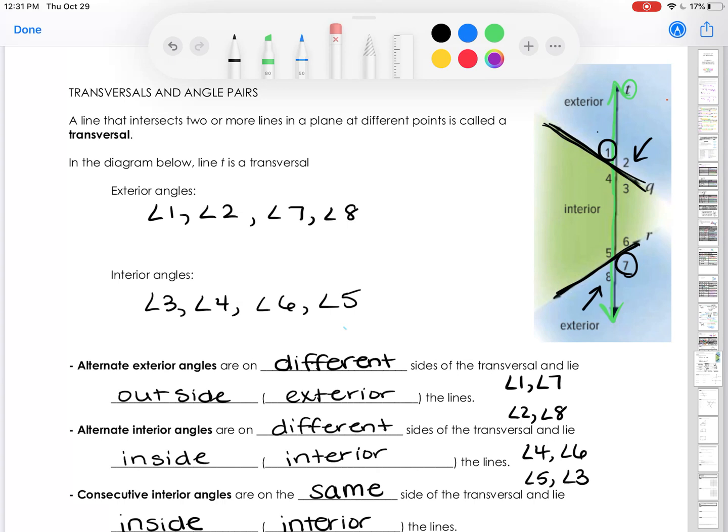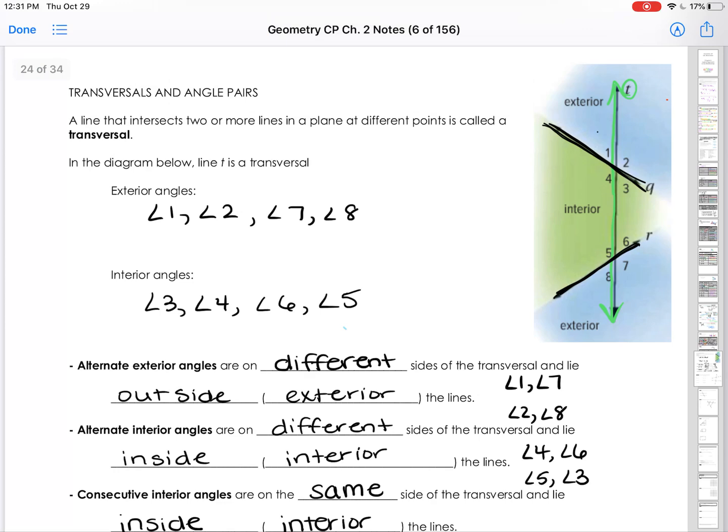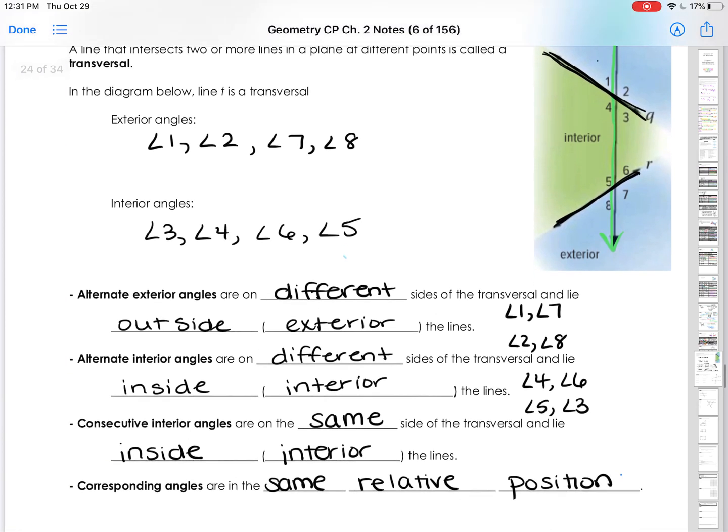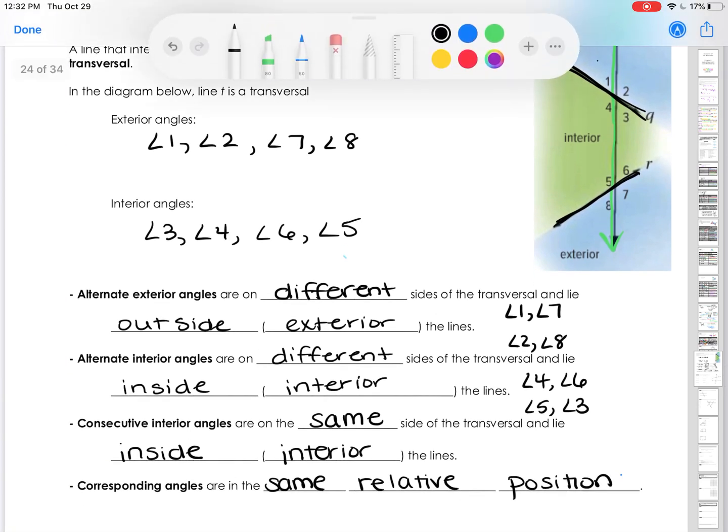We also can look at these a little bit differently and say we have consecutive angles. Consecutive angles are on the same side of the transversal. So consecutive interior angles are angles that are inside and on the same side. So 4 and 5 would be consecutive interior, and angles 3 and 6 would be consecutive interior.